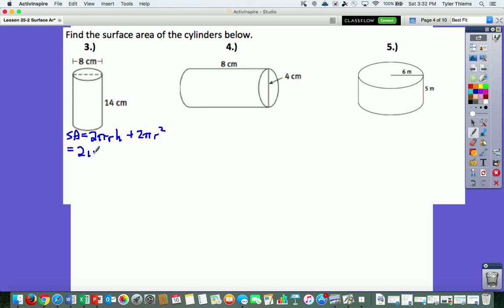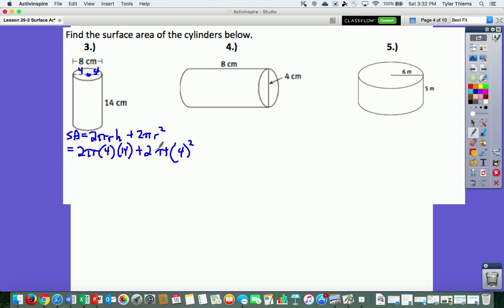So we have 2 pi. Now be careful here because this one gives us the diameter of 8. So if the diameter is 8, we know the two radiuses are 4, so we need to plug in 4 for the radius, not 8. Be careful about that. Times 14 plus 2 pi, radius is 4 again, squared.